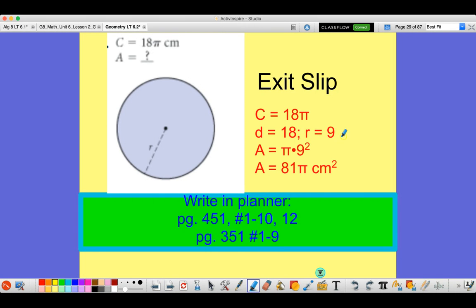And here's the solution. The circumference is 18 pi, so that means the diameter is 18. The radius is 9. And to find the area, you do 9 squared times pi, you get 81 pi square centimeters.